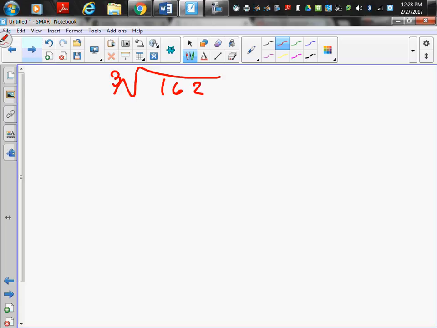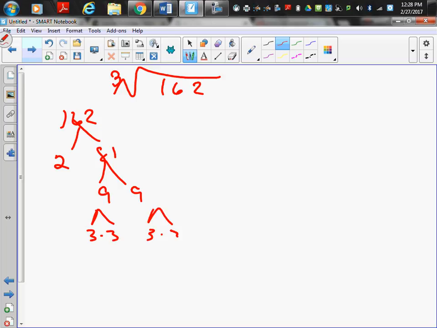All right, so I want the cubed root of 162. So I'm going to divide it by 2. I know that 162 is even, so it can be divided by 2. So 2 times 81. 81 is 9 times 9. 9 is 3 times 3. 3 times 3. So are all of them going to be 3? No. 2 or 3? Each of them will be a prime number.